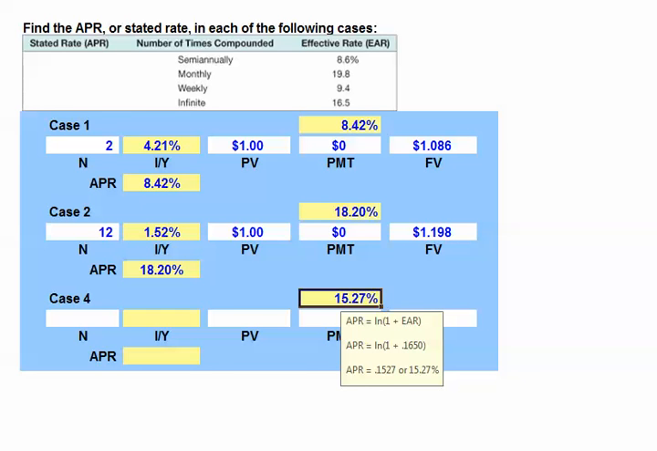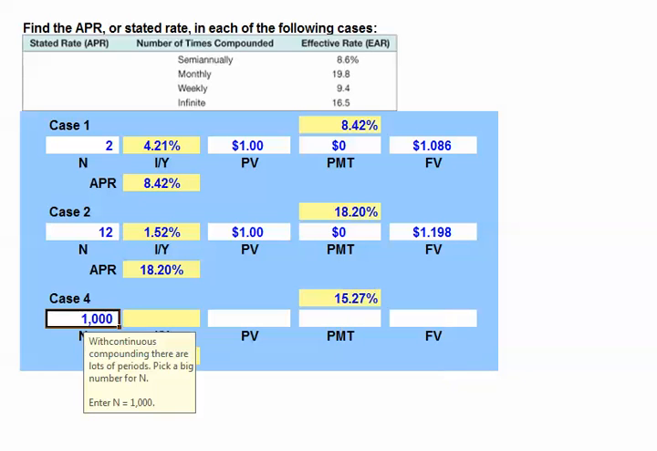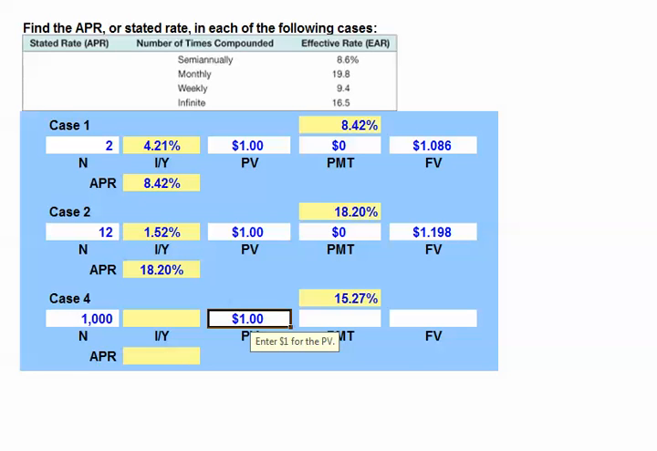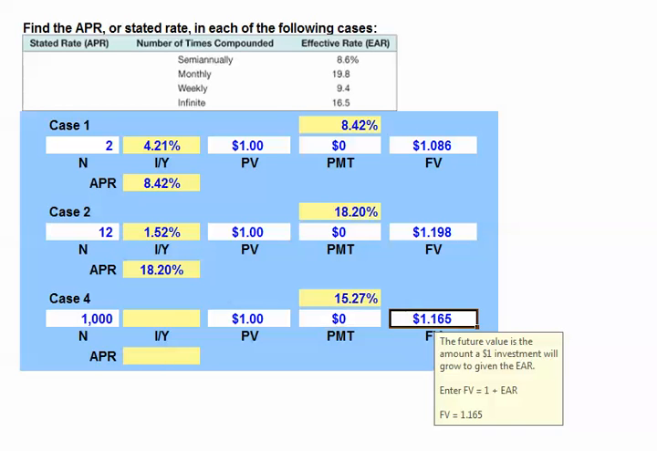We can also get a close approximation to this using our financial calculator. With continuous compounding, we have a very large number of periods, so let's pick a big number, say 1,000, for the number of periods. Again, we'll enter $1 as our initial investment, 0 for the payment, and for a 16.5% EAR, our investment will grow to 1.165.